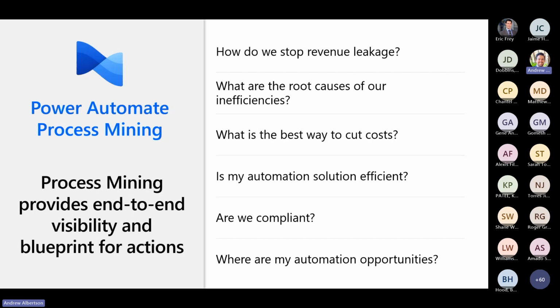I've been kind of hinting at those as we've been going through, but how do we stop revenue leakage, right? What are the best ways to cut costs? What's my most efficient automation I should take advantage of? I can discover 100 new automations, right? But maybe only 3 of those are actually going to give us an ROI in the business. So process mining can help us find the ones that are most important to start working on today.